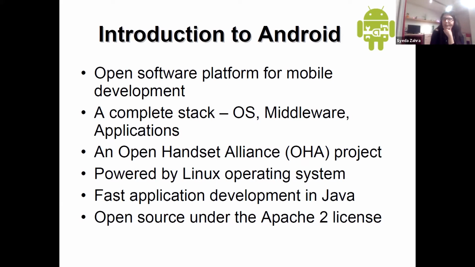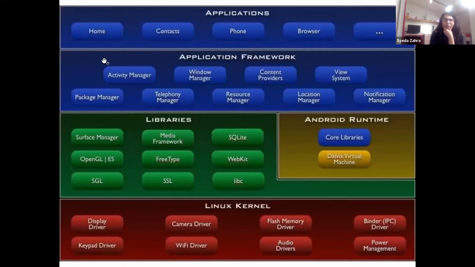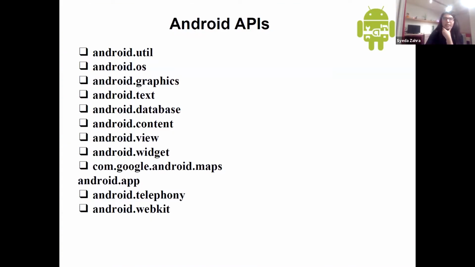Application development is in Java. Java is the programming language that is used for it, and it is open source under the Apache 2 license. That would be a little bit technical talk. For Android, there could be different kinds of frameworks and libraries, but I will dig into this later. First of all, I will just give you a basic introduction.